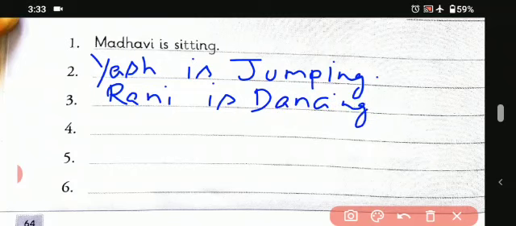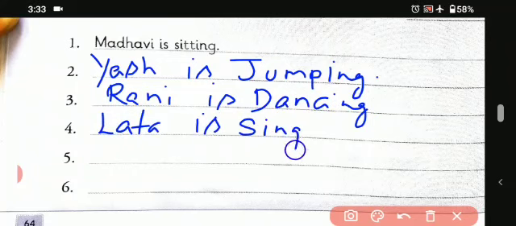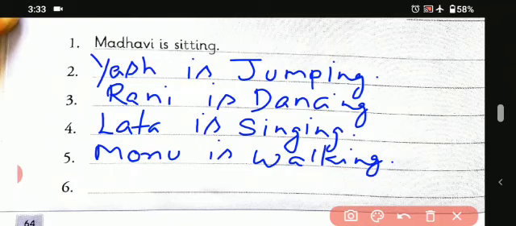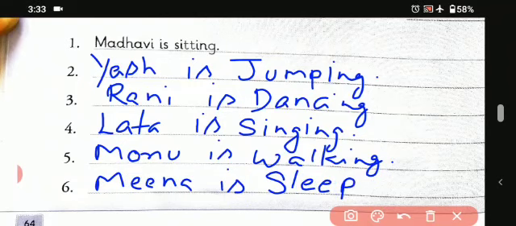Okay, and then there is a fourth one. Lata is singing. Okay, then there is a fifth one. Monu is walking. Okay, and Meena is sleeping. Okay students, so this is how we have to form the sentences.